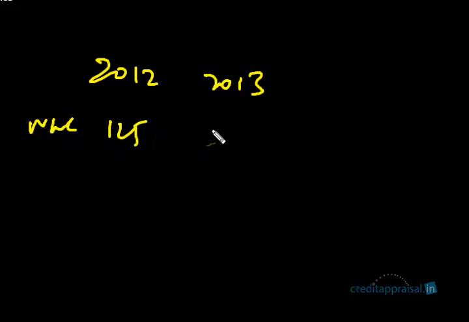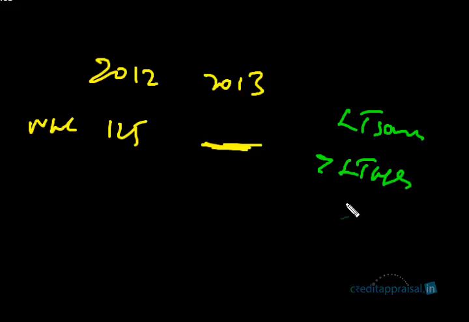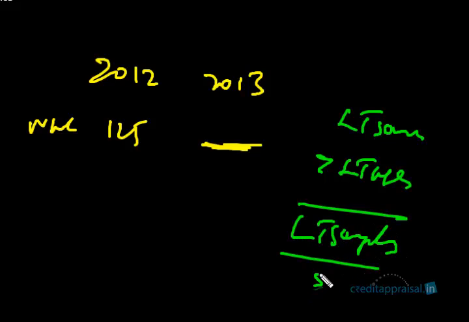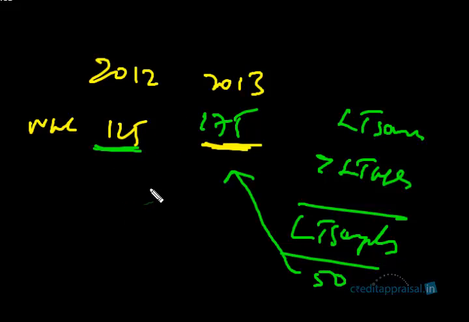So when you draw up the funds flow statement, what you want is a position of long-term sources being greater than long-term uses. That long-term surplus, say if it is 50 lakhs, will be nothing but the increase in NWC. So if last year's NWC is 125, this long-term surplus will go towards improvement of the NWC from 125 to 175. This difference is nothing but this.